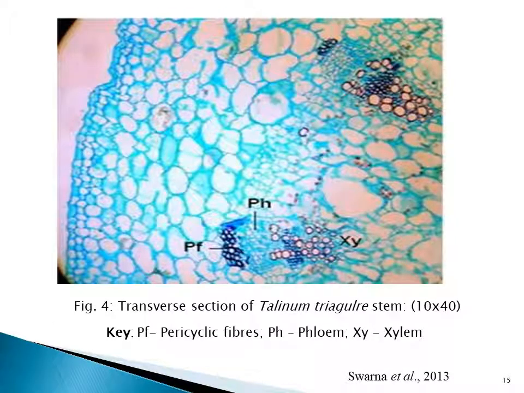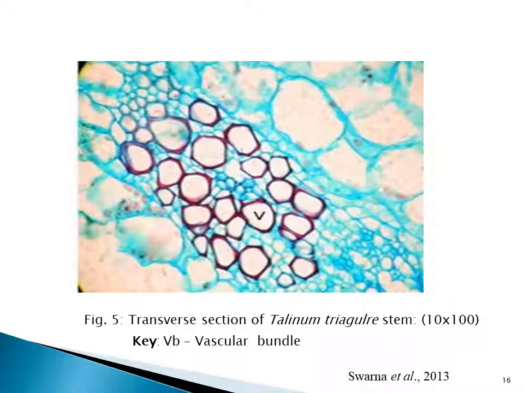Then at a larger magnification, you see more features clearer. You see the pericyclic fibers, the phloem fibers, as well as the xylem fiber. That is at times 40. And at times 100, you see more of the vascular bundles being prominent at the higher magnification.